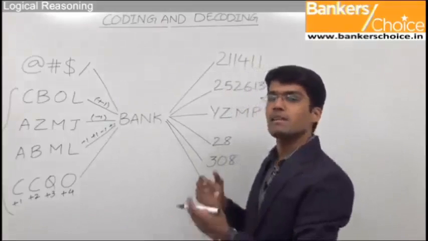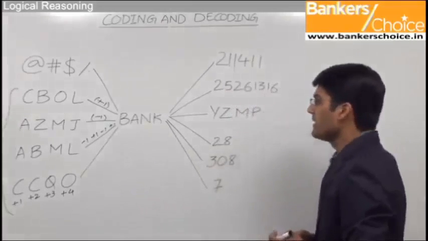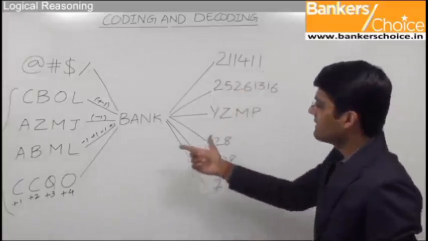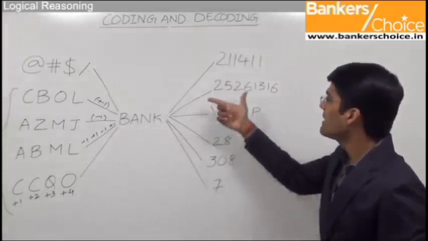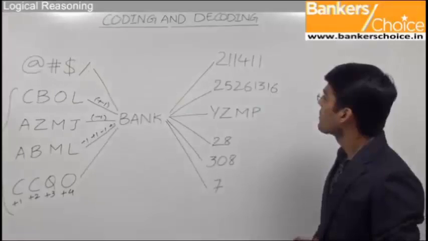Let us now look at some other ways of coding the word BANK. Now if we take the first case here, the word BANK has been taken as 211, 411.